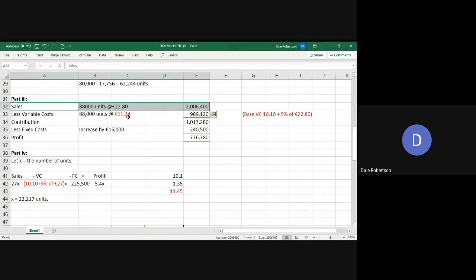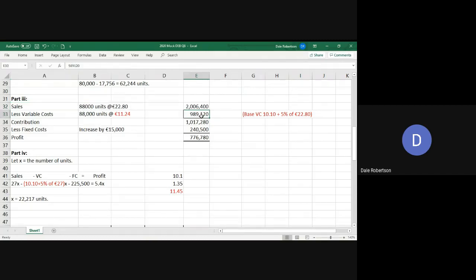Now, the variable cost, well, that is at 88,000 units again. Now, where do we get this 11.24? Well, that is the base variable cost of €10.10 with no 5%, adding on 5% of the new selling price, which is €22.80. And when you add 5% of €22.80, which I think works out to be €1.14, back on to 10.10, you get 11.24. That 11.24 multiplied by your 88,000 units gives you this variable cost.